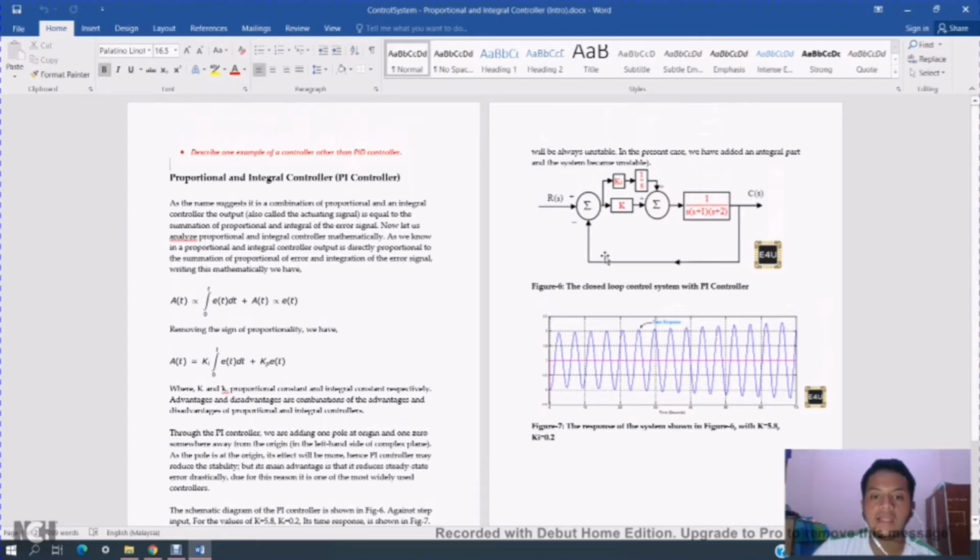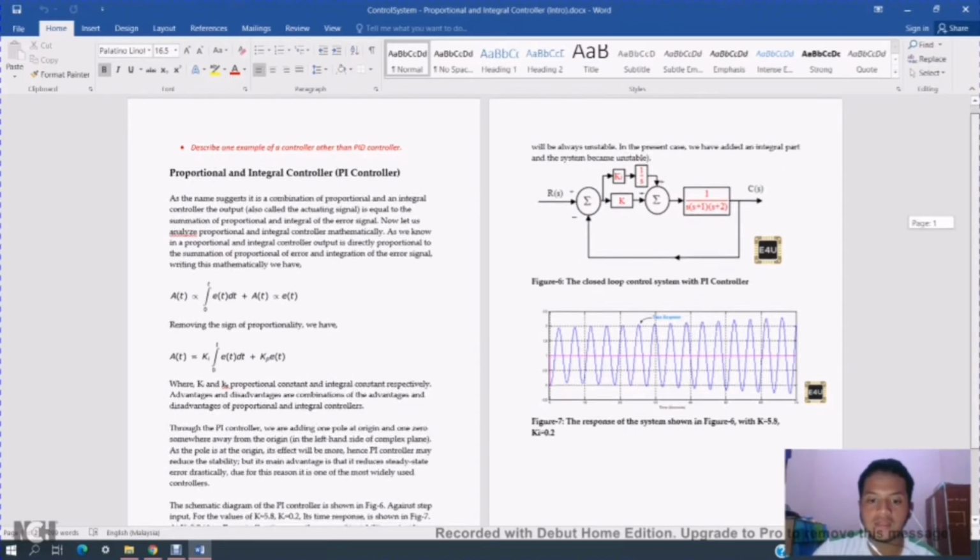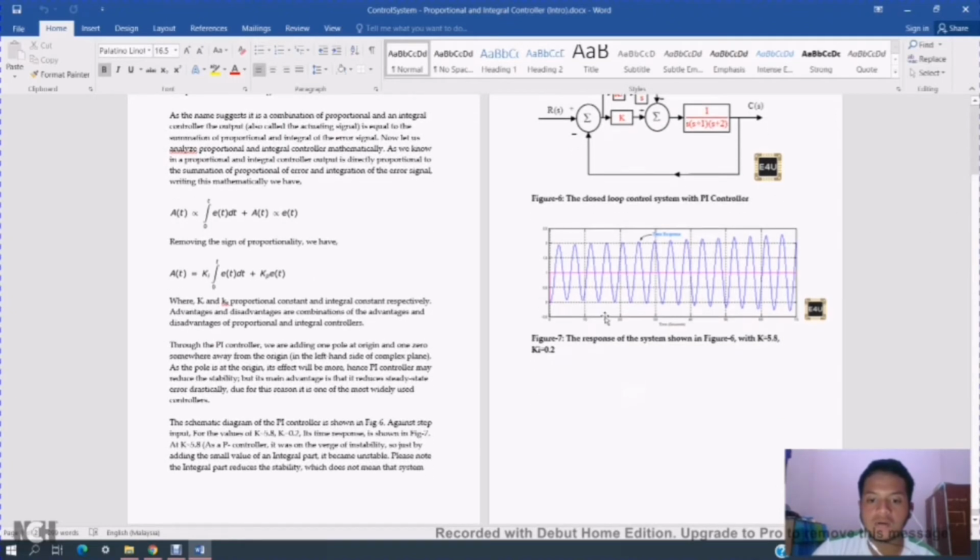Right here on figure 6, we can see this is the closed loop control system with PI controller. And on figure 7, this is the response of the system with K equal to 5.8 and Ki equal to 0.2. And thank you.